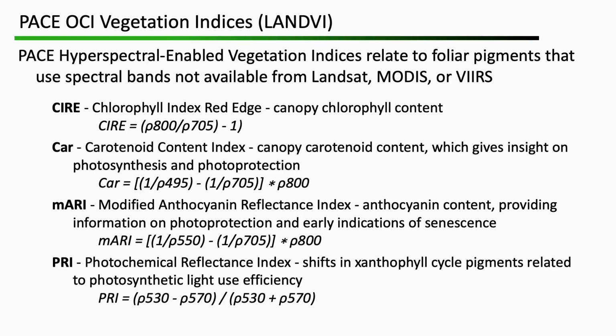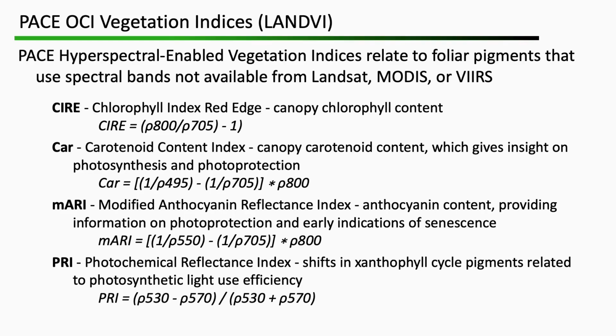But we also provide from PACE new indices, that is, new to NASA satellites. These are generally related to the amount of foliar pigments, and we're able to calculate these indices because PACE's narrow hyperspectral bands make these possible. And so they're referred to as hyperspectral enabled vegetation indices. They're related to pigment content. There's the chlorophyll red edge index that describes canopy chlorophyll content, and a carotenoid index that describes canopy carotenoid content.